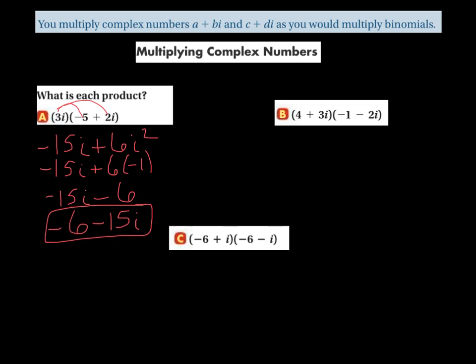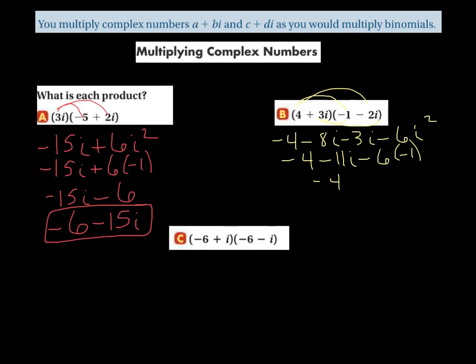In example 2, we take 4 times negative 1. 4 times negative 2i would be negative 8i. 3i times negative 1 is minus 3i. And 3i times negative 2i is minus 6i squared. So when I combine like terms, I've got minus 11i. Remember, i squared is negative 1. So I have negative 4 minus 11i, and that becomes plus 6. And now these are like terms, so I have 2 minus 11i as my final complex number.